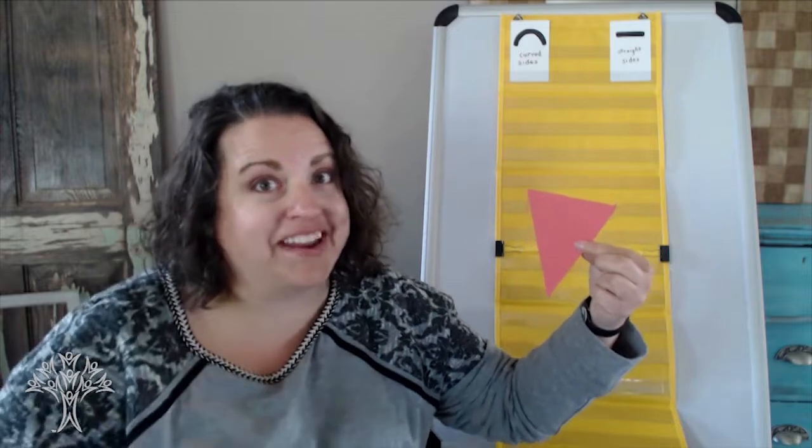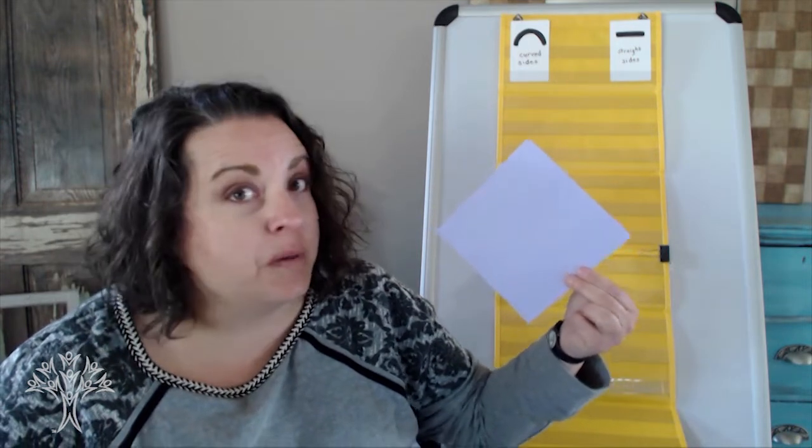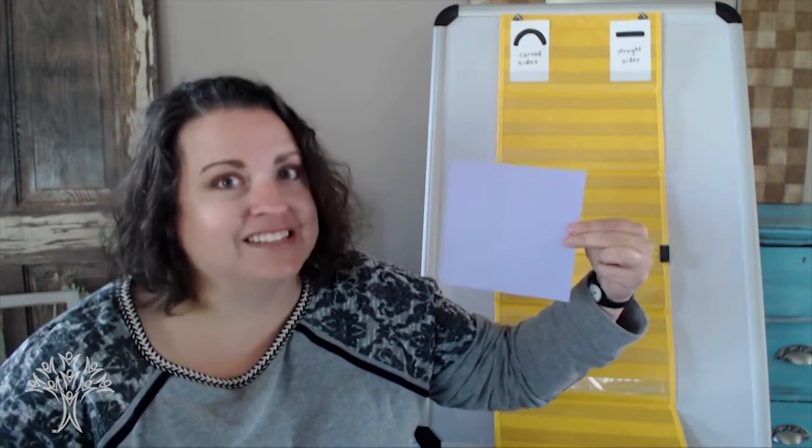What's this shape? Did some of you say circle? This is a circle. What shape is this? If you said it's another triangle, you're right. And what about this shape? Maybe it would help if I turned it a little bit or rotated it. Did you say square? This is a square.